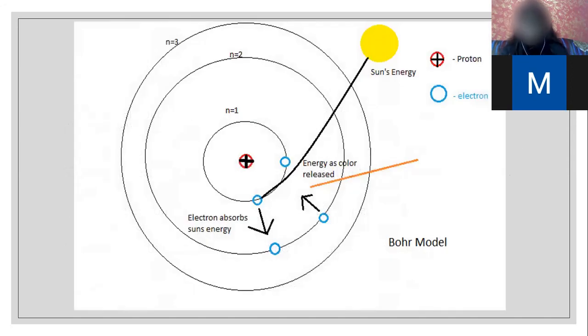Here we can see that when energy is given to the electron, from its ground state it jumps into a higher energy level. The electron absorbs the energy, and when it gets unexcited from the high energy level, it goes to the lower energy level. Energy as color is released, and by the wavelength of these colors we identify, and these are the main reasons for the color change.